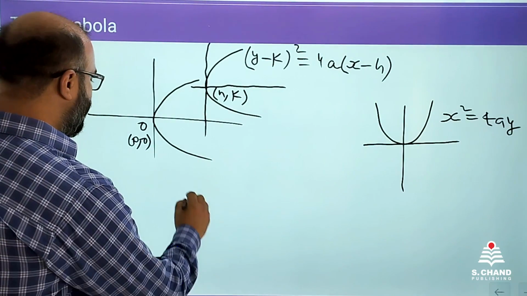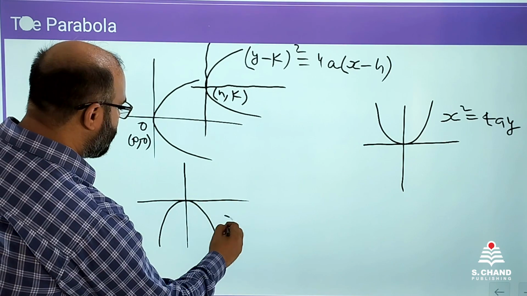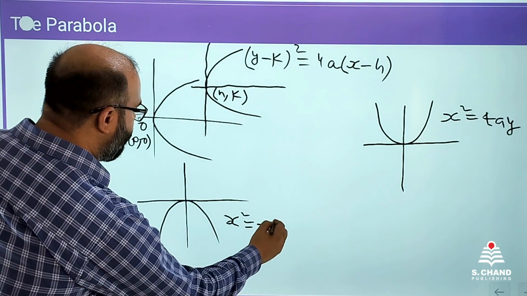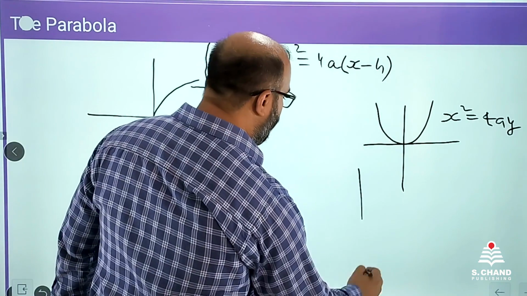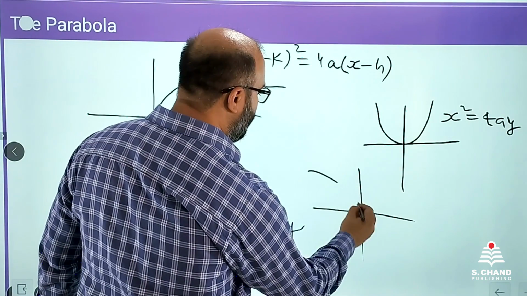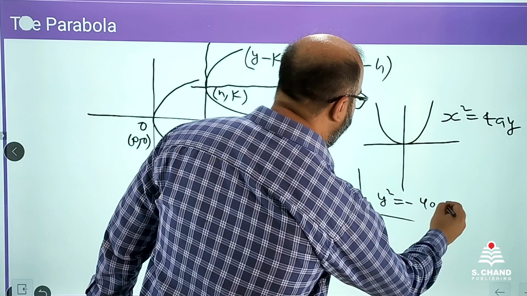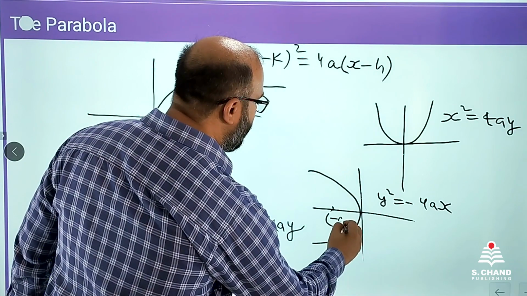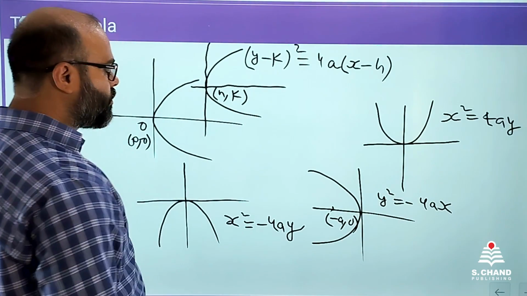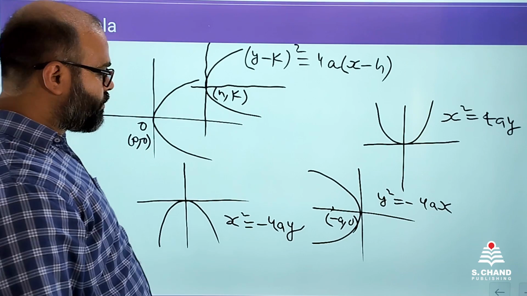What will happen if it is a downward opening parabola? Then this will be x square is equal to minus 4ay. If it is a left opening parabola, what will happen? Y square is equal to minus 4ax. So basically the focus here is now minus a comma 0. So this is how we take the different cases here.